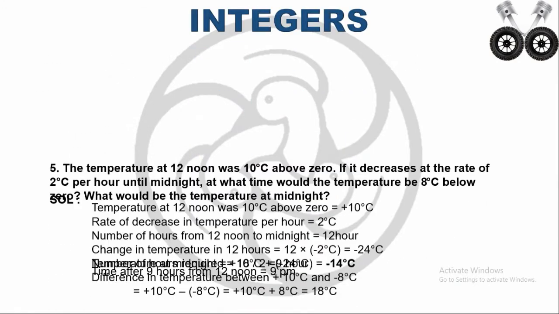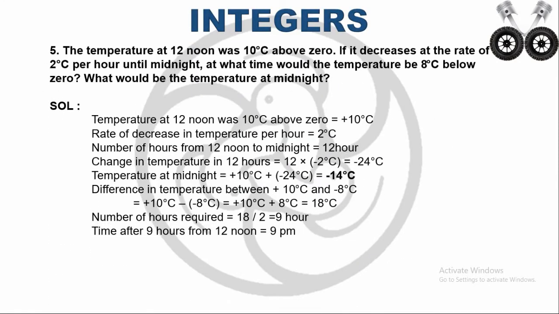The next one is: the temperature at 12 noon was 10 degrees above 0. If it is decreased at the rate of 2 degrees per hour until midnight, at what time would the temperature be 8 degrees Celsius below 0? What would be the temperature at midnight?